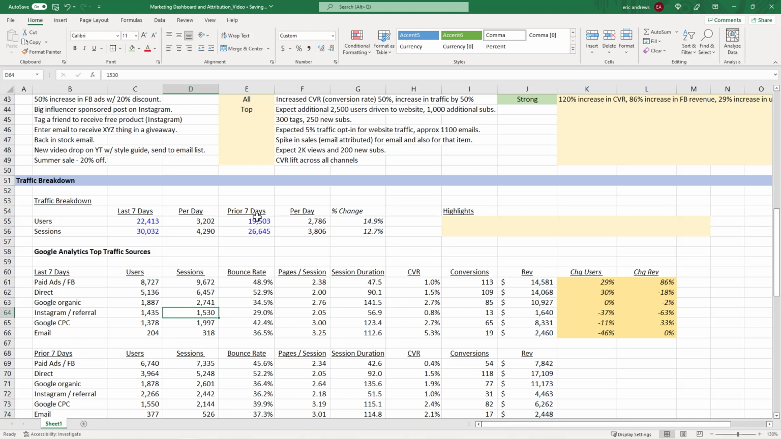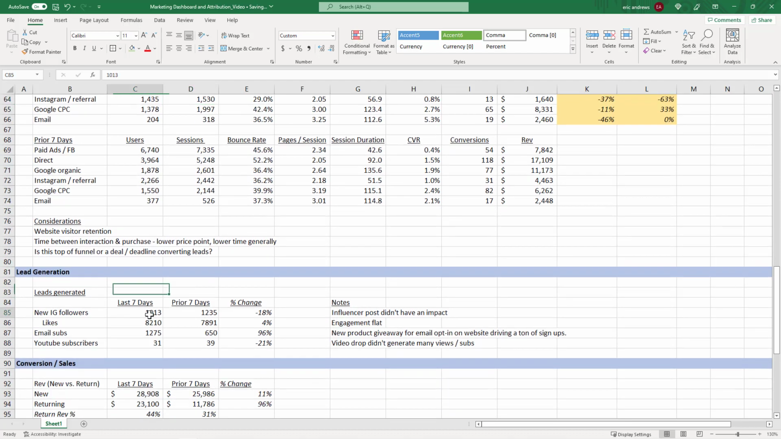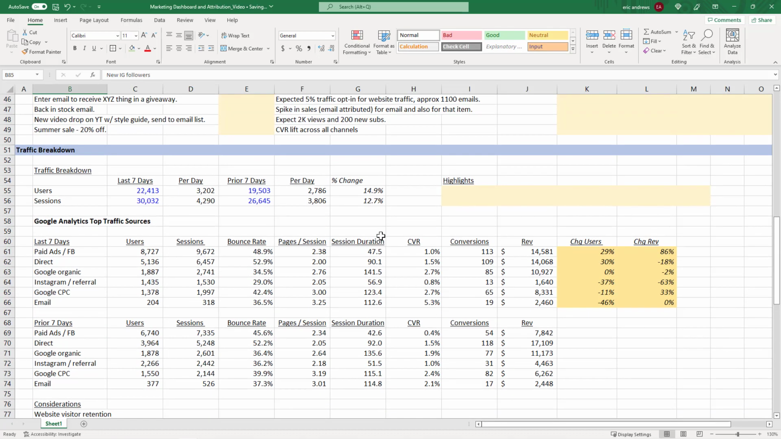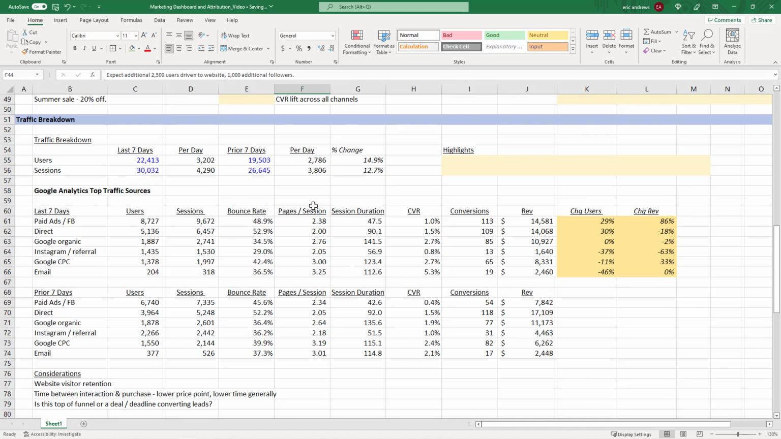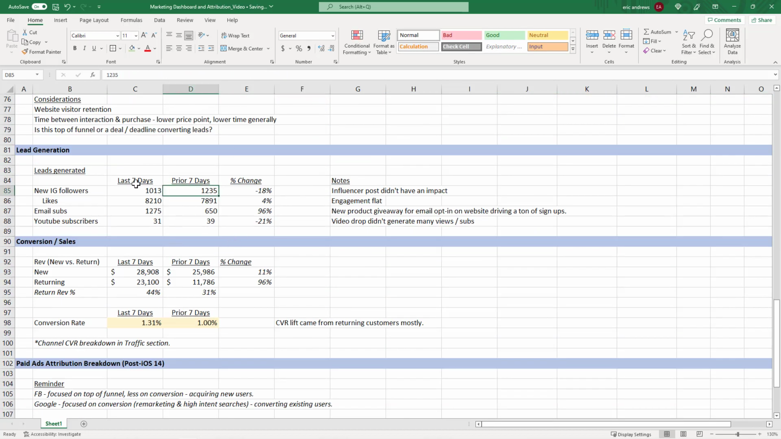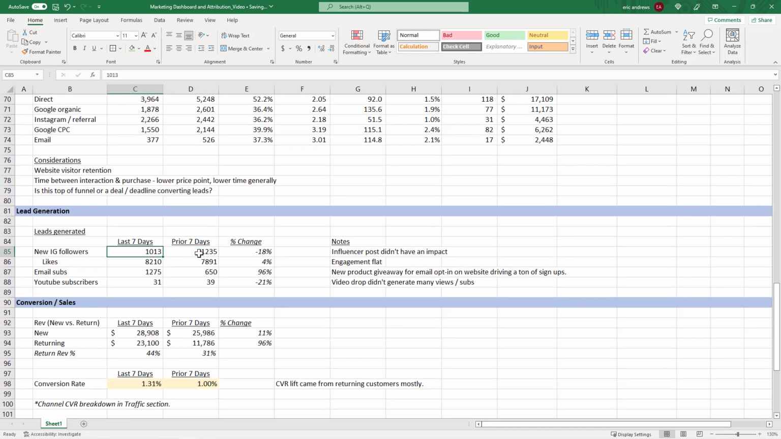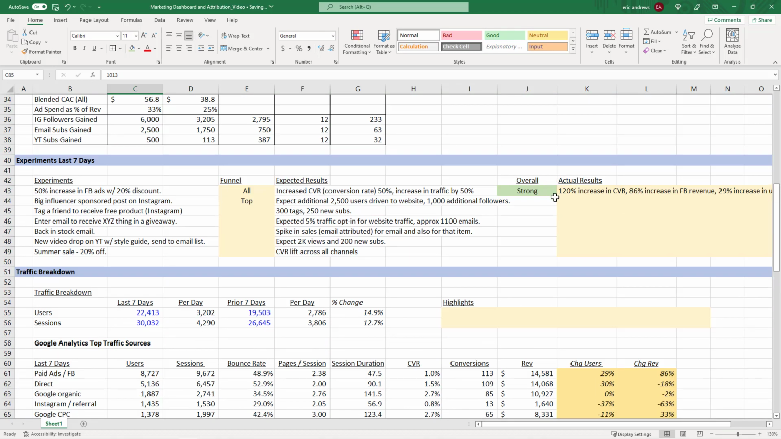And we also expected an additional 1,000 Instagram subscribers. So if we look at our new Instagram followers, sorry, I'll change that number to followers, although it's the same idea. You can see that our Instagram followers actually week over week were down. 2 weeks ago we got 1,200 new followers in a week, and then over the last 7 days we only got 1,000. So again, we didn't see that incremental lift. So it seems like this post had no impact, and so I think overall performance is weak.